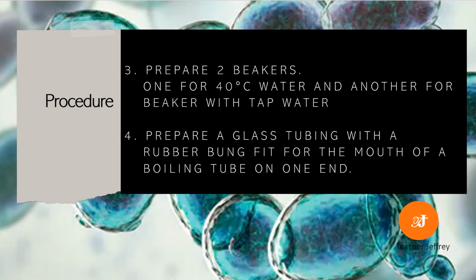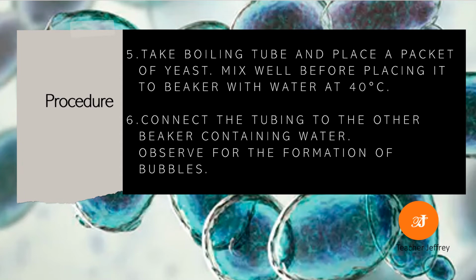Step 4. Prepare glass tubing with a rubber band fit for the mouth of the boiling tube on one end. Step 5. Take the boiling tube and place a packet of yeast. Mix well before placing it in the beaker with 40 degrees Celsius water. Step 6. Connect the tubing to the other beaker containing water.